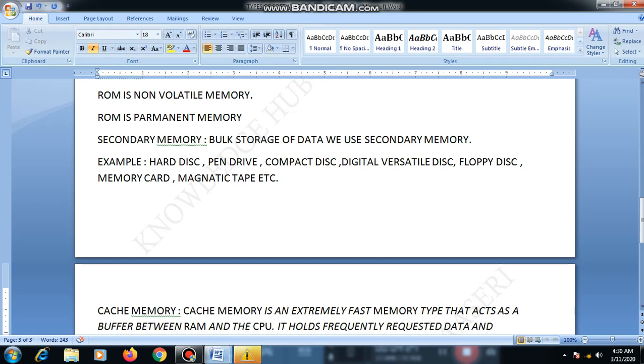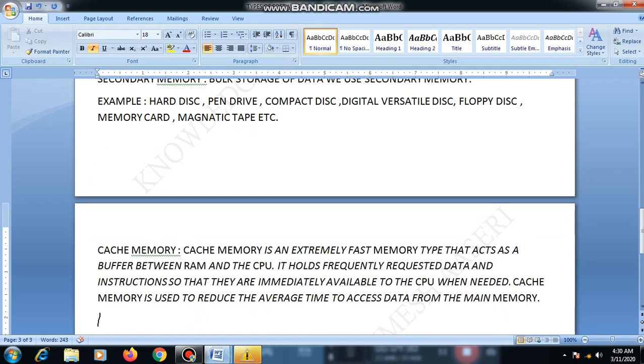Now another memory is cache memory. Cache memory is an extremely fast memory type that acts as a buffer between RAM and the CPU. कैश एक तरह का बहुत ही फास्ट मेमोरी होता है जो कि बफर में रैम और सीपीयू के बीच में बफर स्टोरेज में काम करता है, यानी कि डेटा को होल्ड रखता है. It holds frequently requested data and instructions so that they are immediately available to the CPU when needed. Cache memory is used to reduce the average time to access data from the main memory.